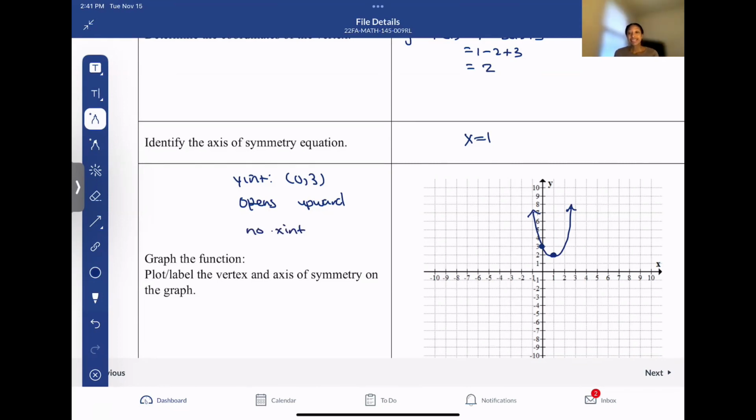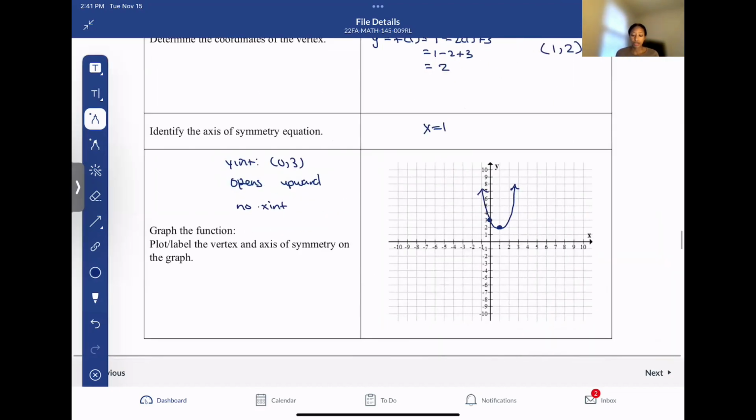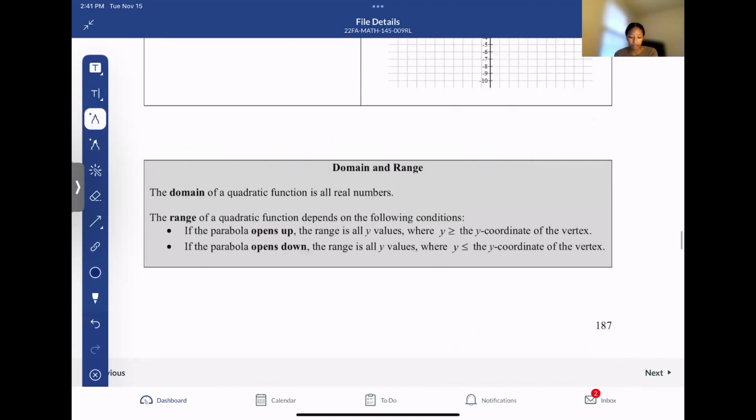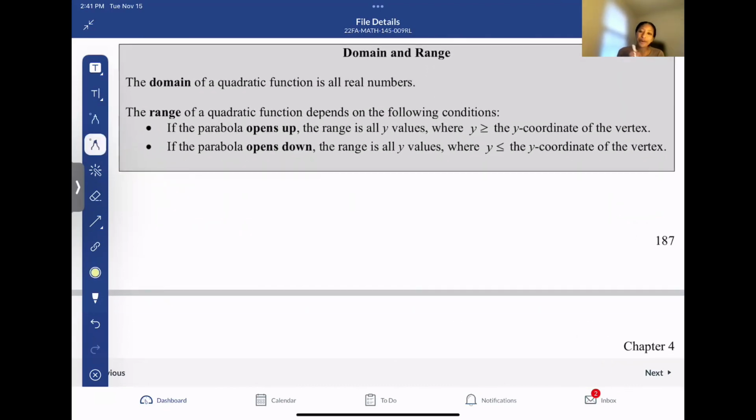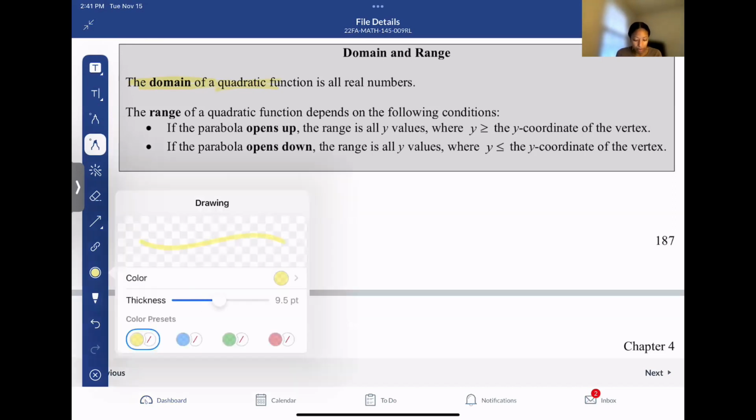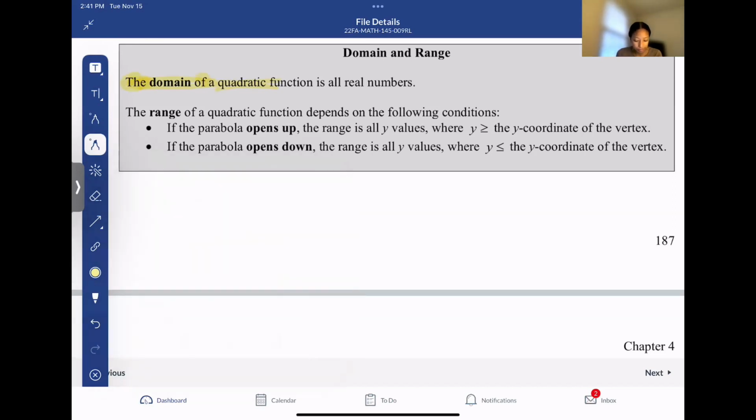All right, last thing we need to know for our basic introduction to quadratic functions is how do we find the range of a quadratic function? And that's going to depend on your vertex, particularly the y-coordinate of your vertex. So for the domain and range, domain is easy. Nobody should ever get a domain problem wrong when it comes to a quadratic function. The domain of a quadratic function is all real numbers, all the time, every time, no matter what. This does not change. The domain is all real numbers.